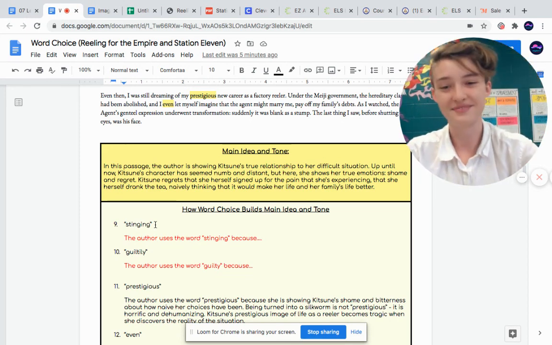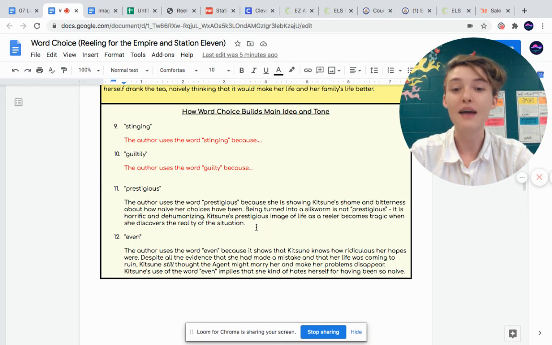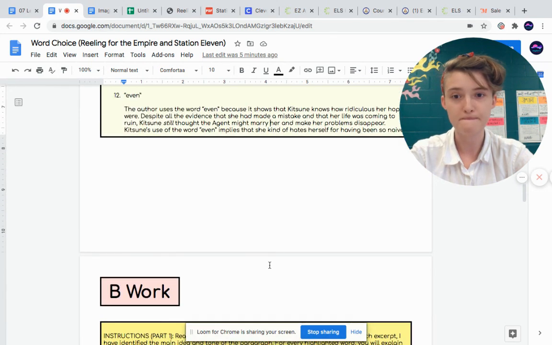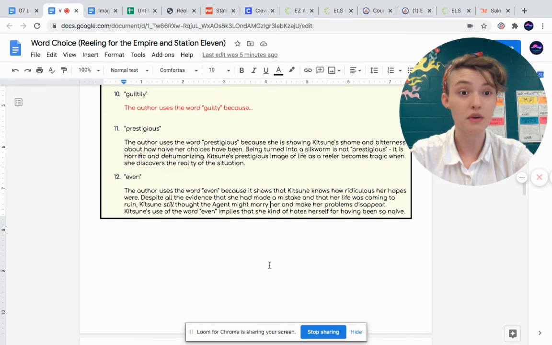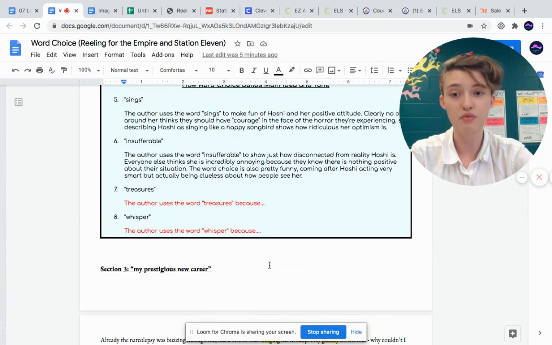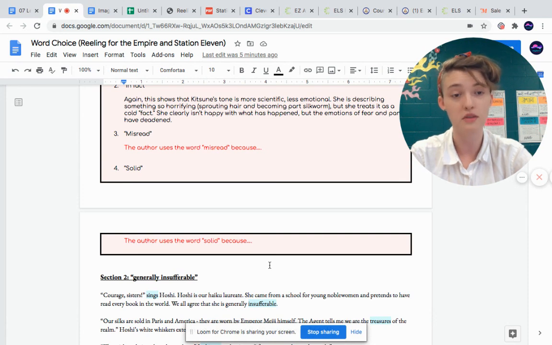I'm so sorry. Okay. Yeah, make sure that you read through these. They will help give you an idea of how to do your work. Really you only have to write 6 responses, but I want them to be detailed. I want them to be thoughtful. I want them to explain how this word helps the author build their main idea and establish tone.